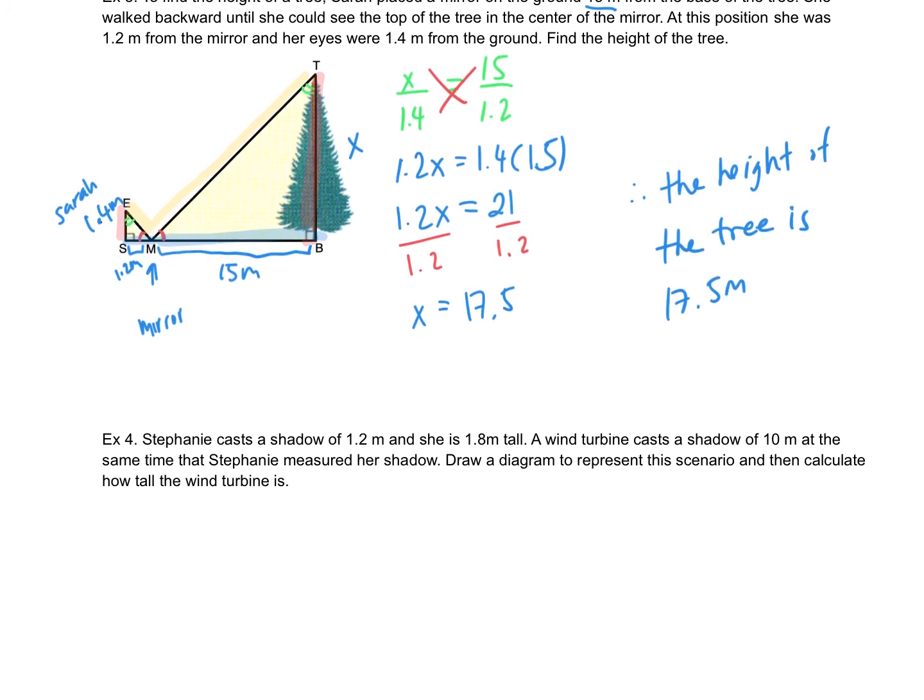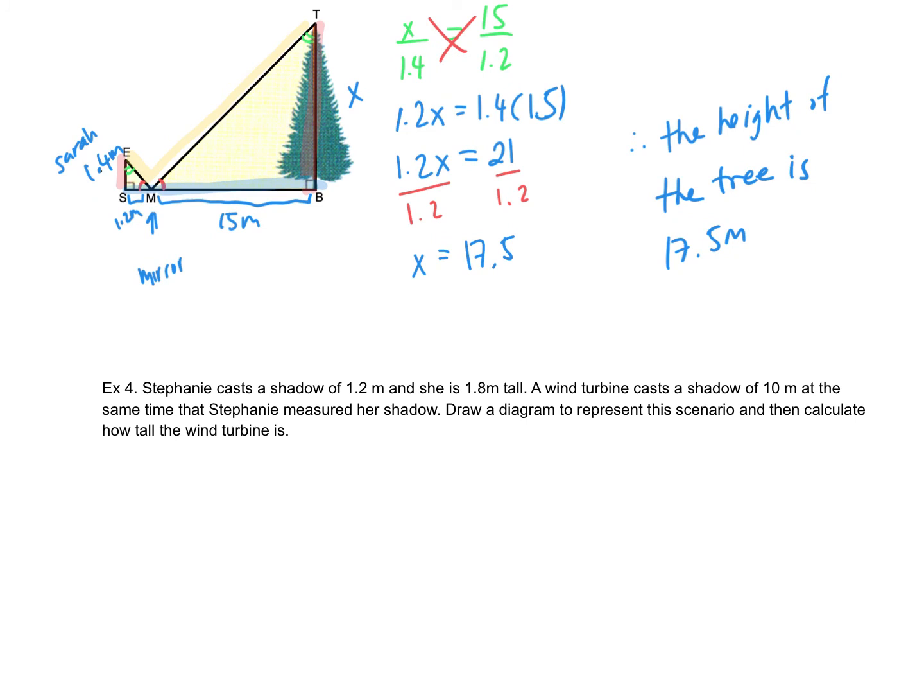All right, let's try one more example, but this time I do not have the diagram for us, so we're going to come up with it. And it's going to be one of those shadow scenarios, like example 1. Stephanie casts a shadow of 1.2 meters, and she is 1.8 meters tall. A wind turbine casts a shadow of 10 meters at the same time that Stephanie measured her shadow. Draw a diagram to represent the scenario, and then calculate how tall the wind turbine is.